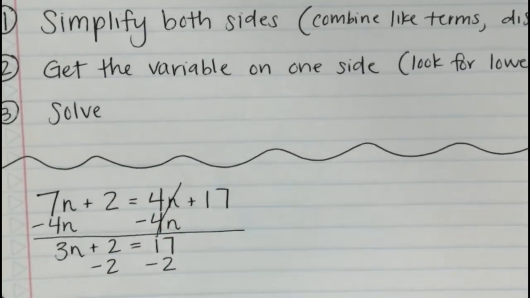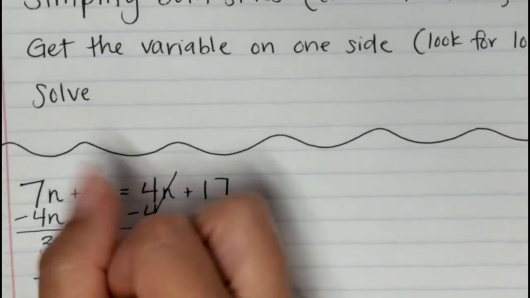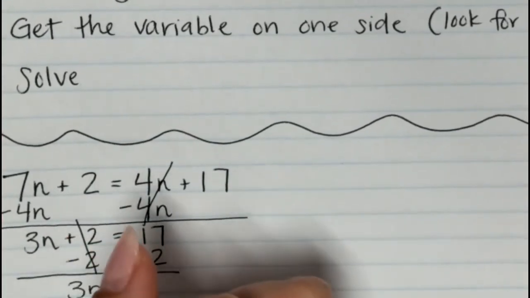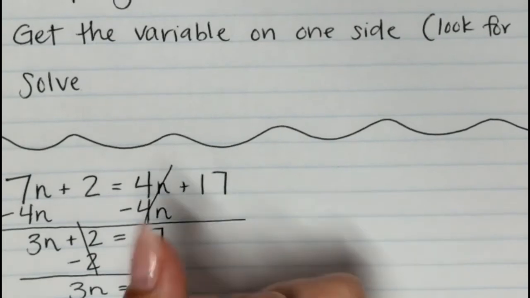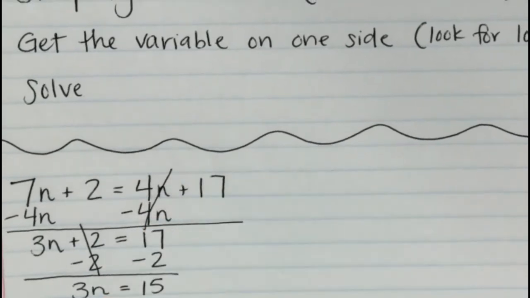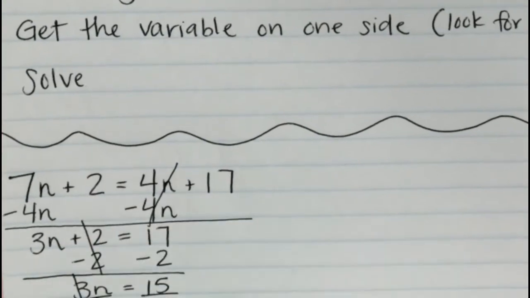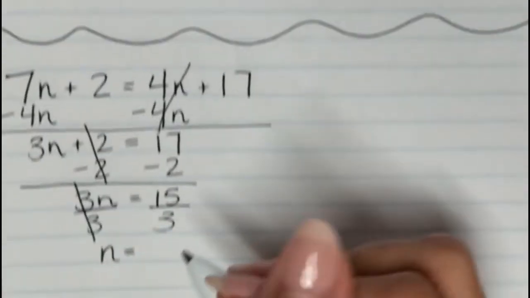And what we do on the left side, we need to do on the right side. So that allowed me to get rid of my 2. And on the left side of the equal sign, I just have 3n. On the right side of my equal sign, I have 17 minus 2, which is 15. To get rid of this 3, I divide it. I do it on both sides, and n equals 5.